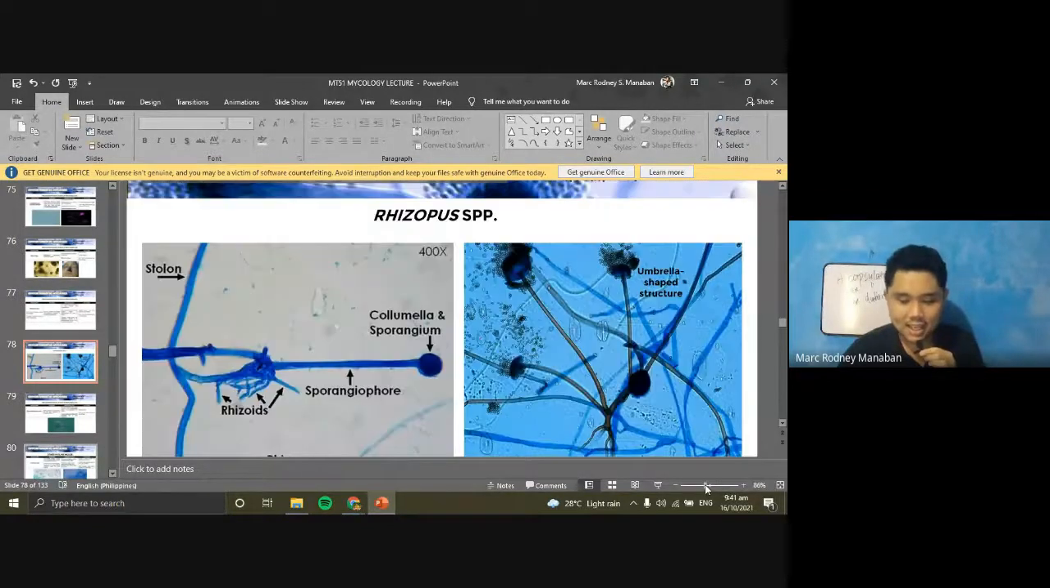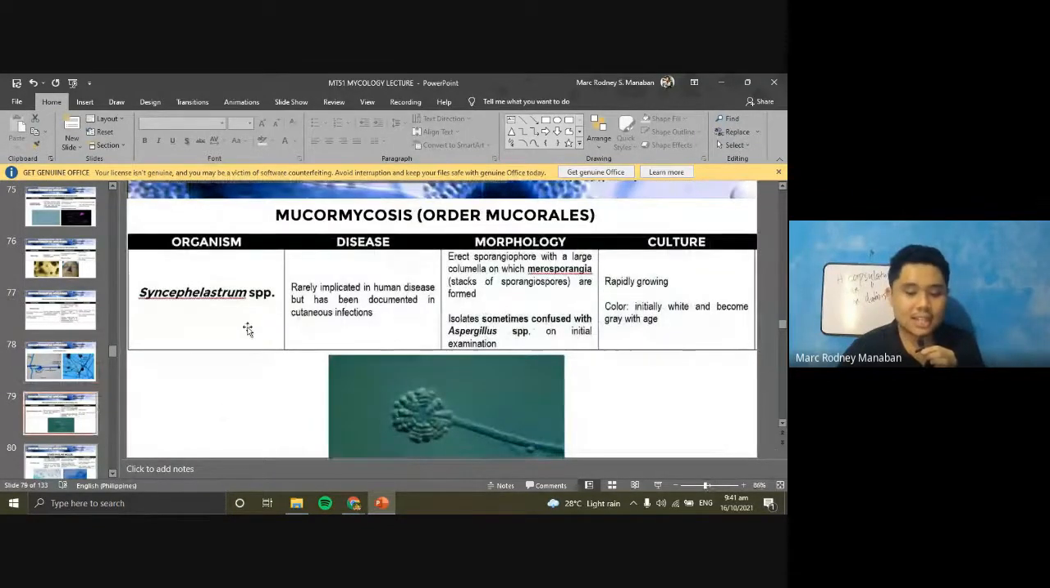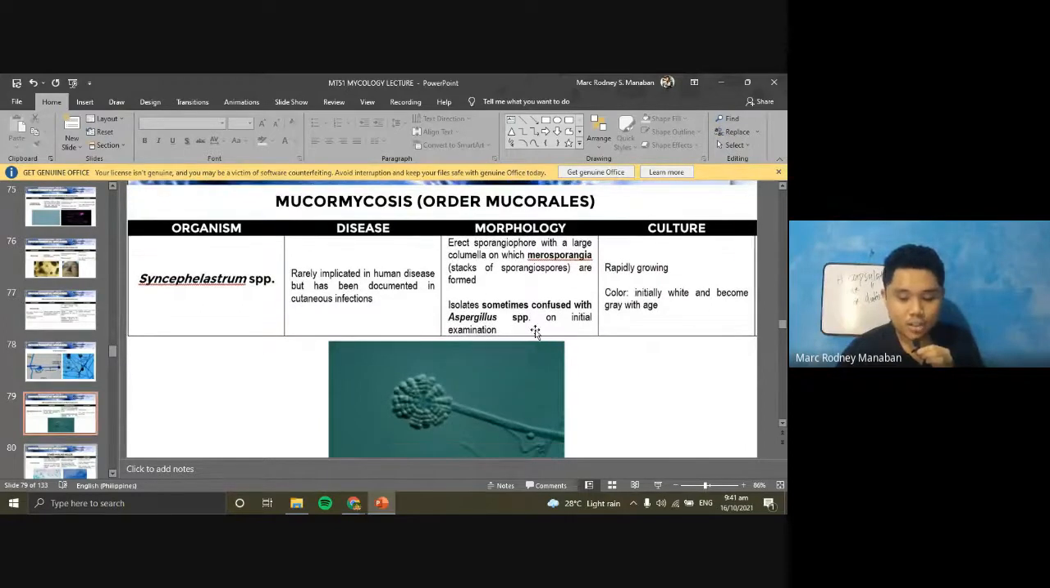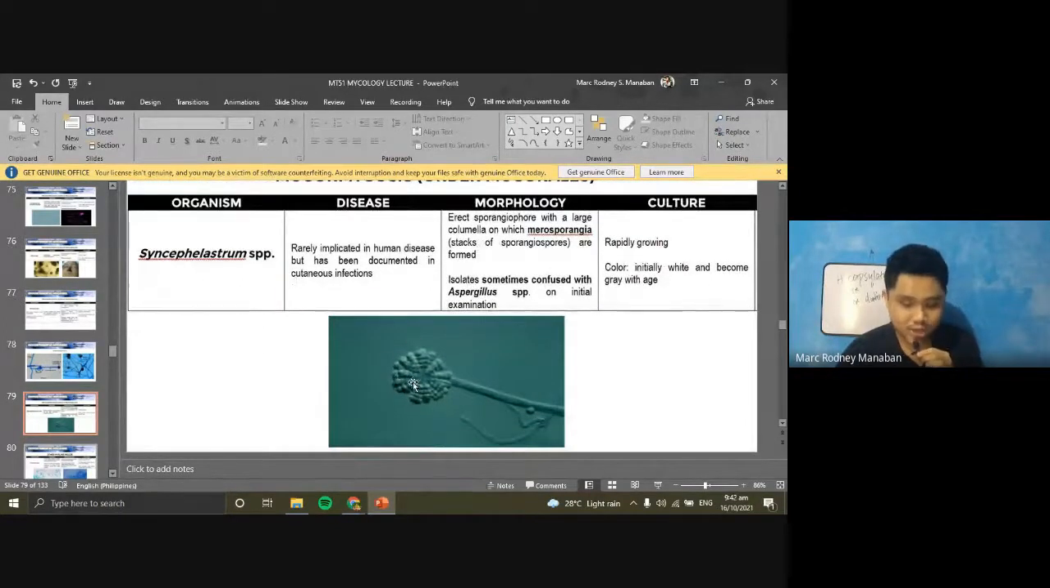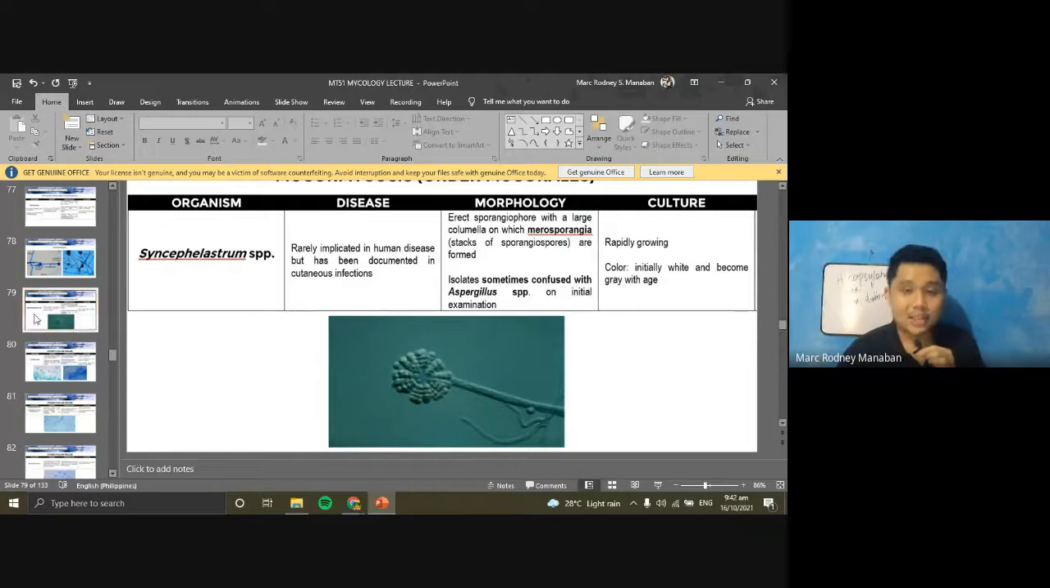Okay. All right. Next, you have your Syncephalastrum. Syncephalastrum is rarely implicated, but there have been cutaneous infections. It has merosporangia. Merosporangia are stalks with sporangiospores arranged upward. Okay? And it is sometimes confused with Aspergillus on initial examination. All right. So that's for your Syncephalastrum.